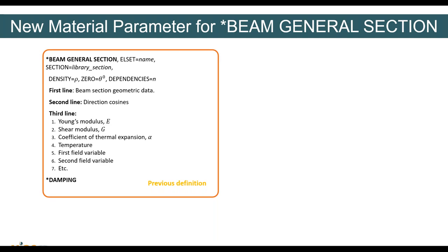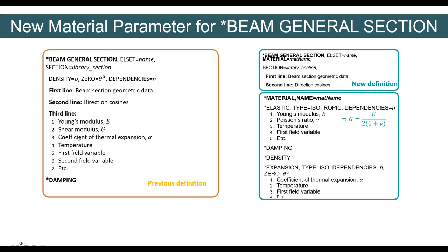Now we have a new material parameter for *BEAM GENERAL SECTION. What you see here on the left-hand side is the keyword that we had in our previous releases. In your *BEAM GENERAL SECTION, in a data line, you provide the material properties and so on. What we have done now is add a new parameter called MATERIAL in *BEAM GENERAL SECTION, which refers to *MATERIAL. You don't need to define the material property for each and every *BEAM GENERAL SECTION. It is defined separately here, and this material can be referred to in multiple keywords referring to *BEAM GENERAL SECTIONs.